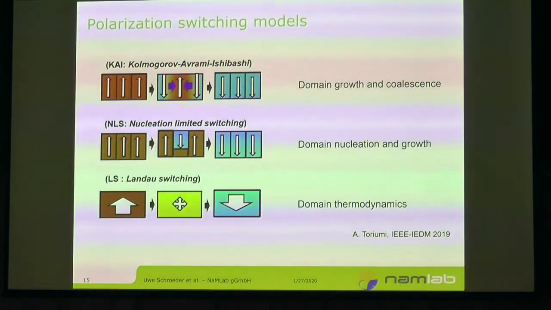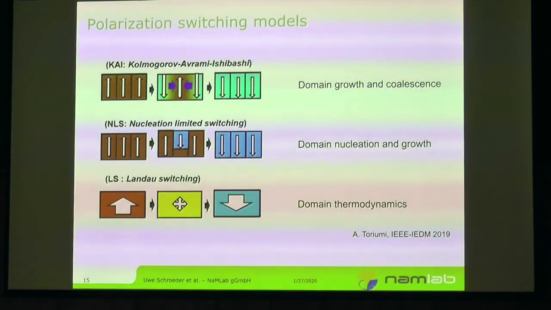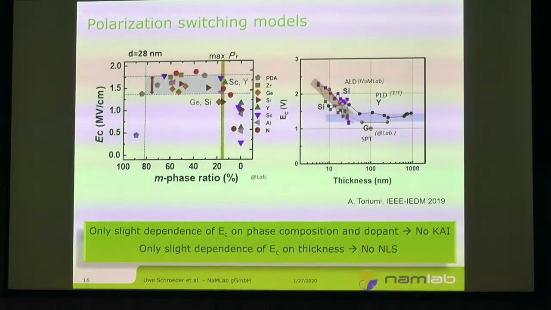In nucleation limited switching, you would have a different waiting time for nucleation related to the switching kinetics. And in the Landau model, it would be just coming from one polarization, overcoming the activation barrier and going to the other polarization orientation. And we looked into some of the properties of the hafnium oxide and compared them again to PZT.